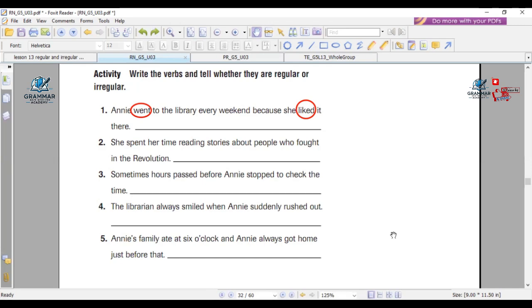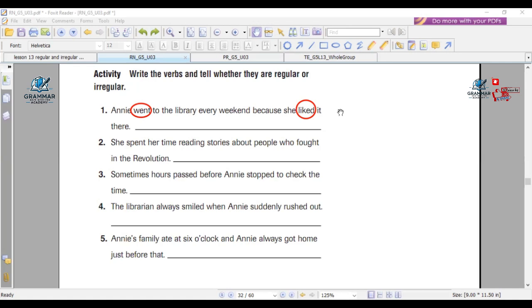So went here is an irregular verb. It doesn't follow the regular rule for adding d, ed, ied. And liked, it has d at the end. For this reason, it's a regular verb. Number 2.